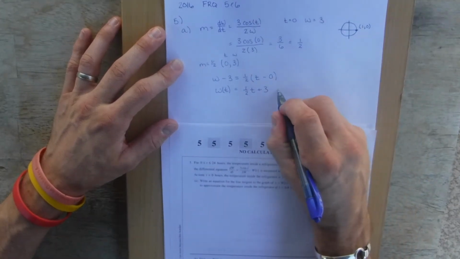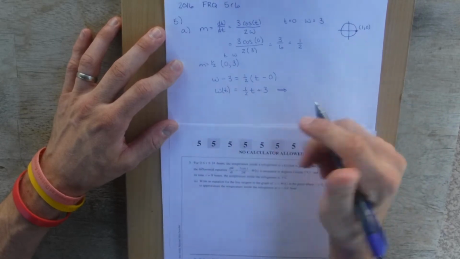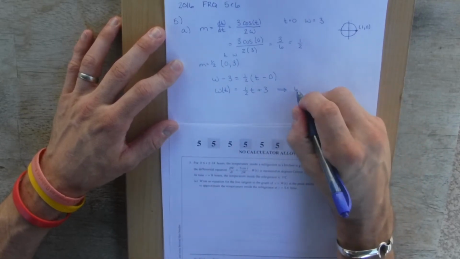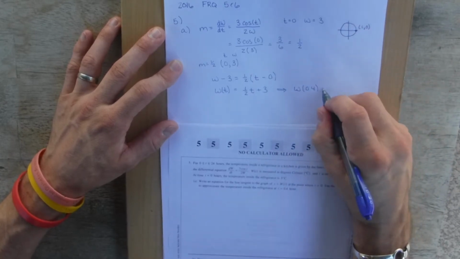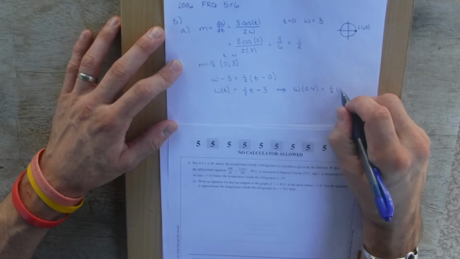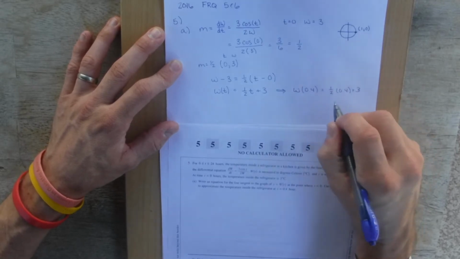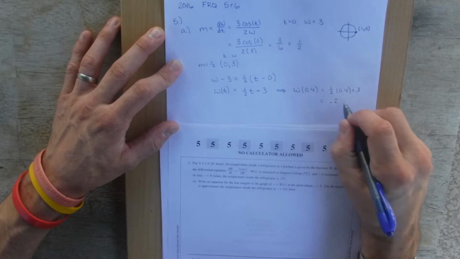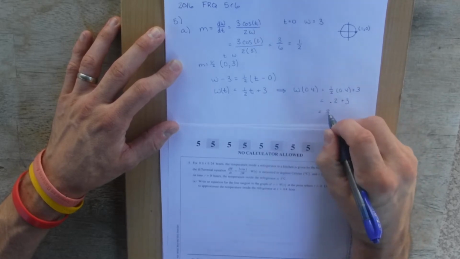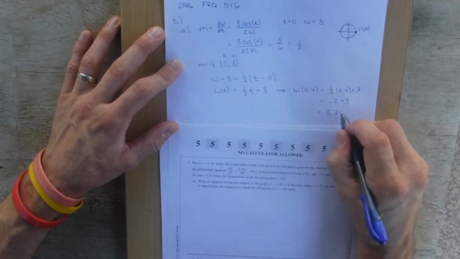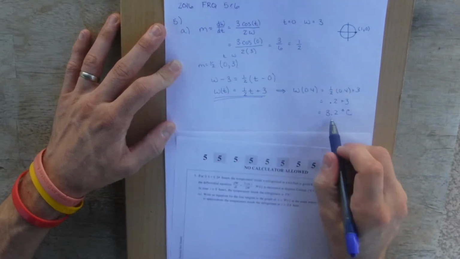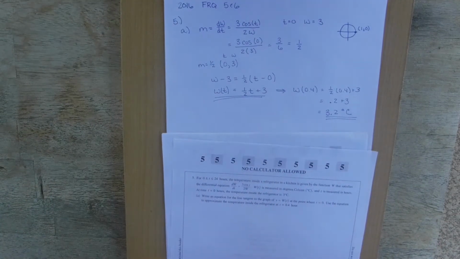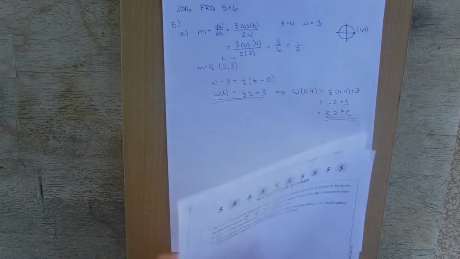Second part of the question says, well, use that as an approximation when time is equal to 0.4 hours. So that will be 1/2 times 0.4 plus 3. This is 0.2. This is 3.2, and this is a temperature, so that's degrees Celsius. So there's your linear approximation, and there is the approximation when time is 0.4 hours. Easy peasy.